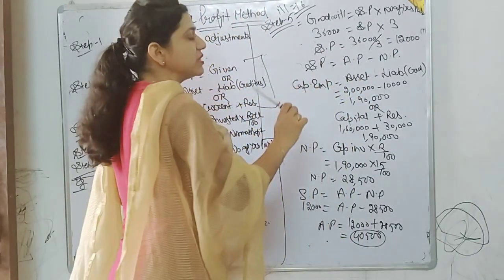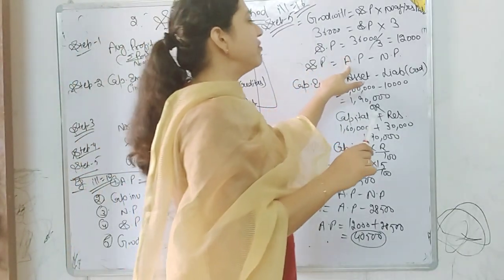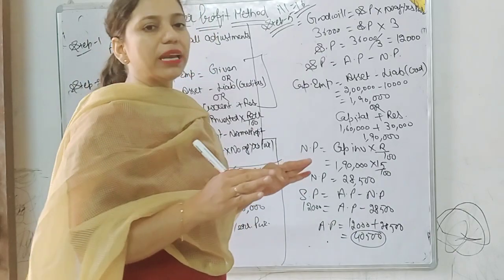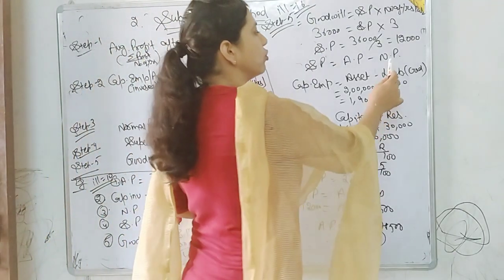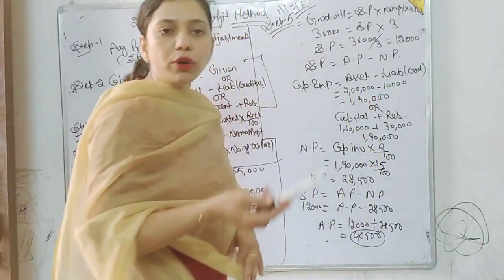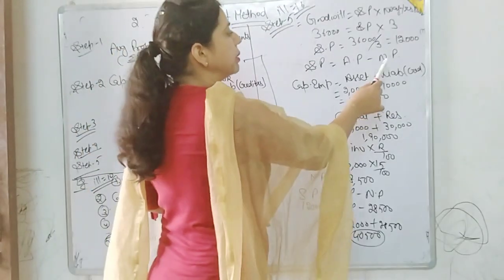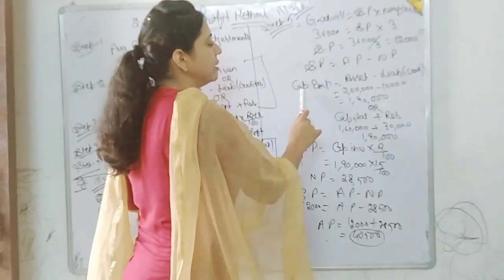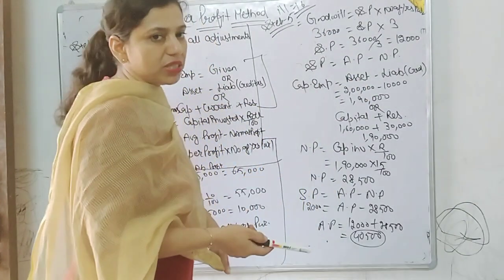Next we have, as we know, super profit is equal to average minus normal. At last we have to calculate average. So first we have to calculate normal profit. How will it be calculated? For normal profit we need capital invested. So firstly we have to calculate capital employed or capital invested.